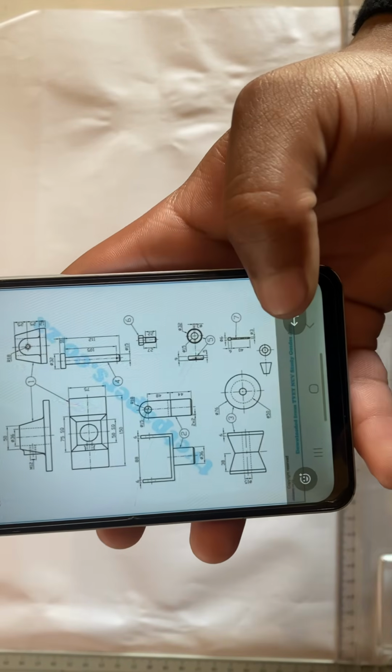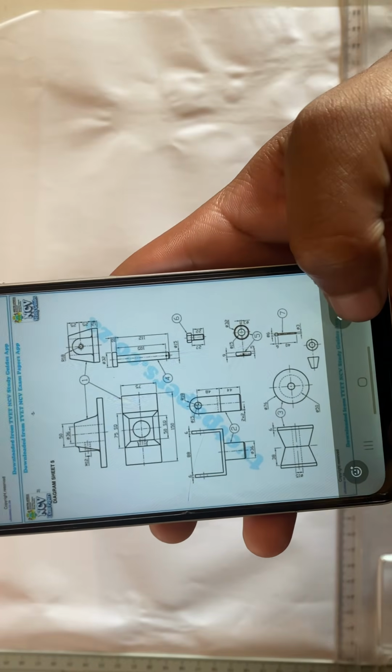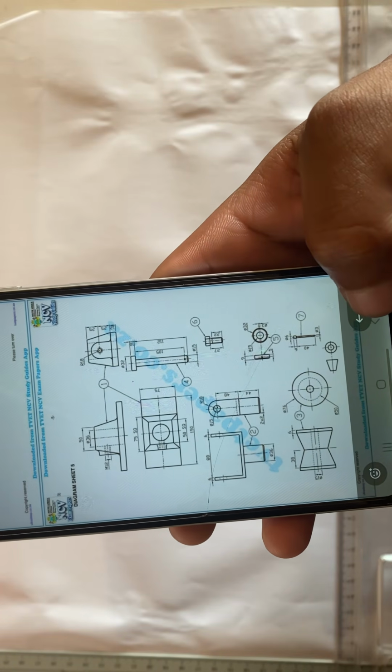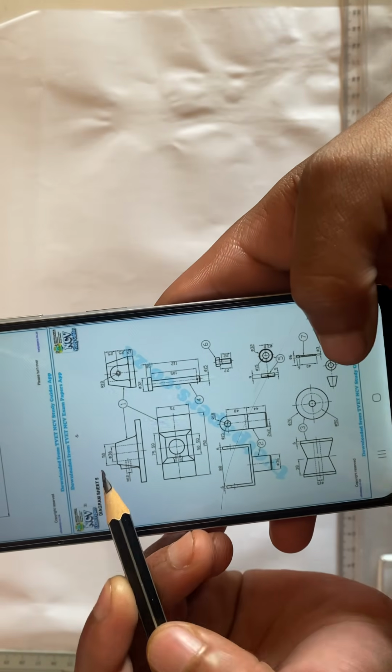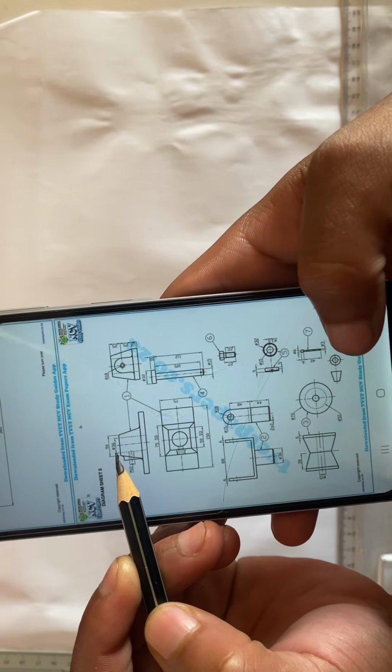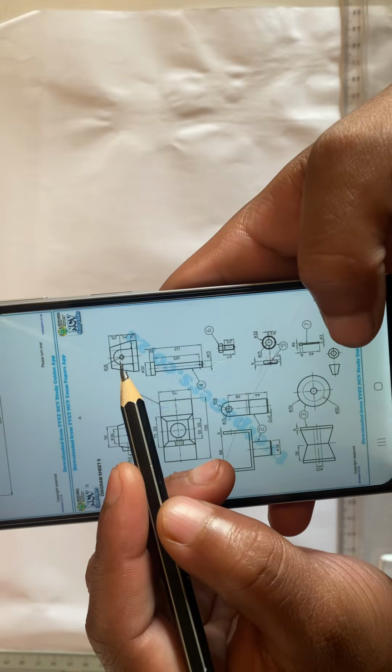Okay, as you can see, the symbol is a first angle orthographic projection. So here we have a front view for item number 1, we have a top view, then we have a side view.